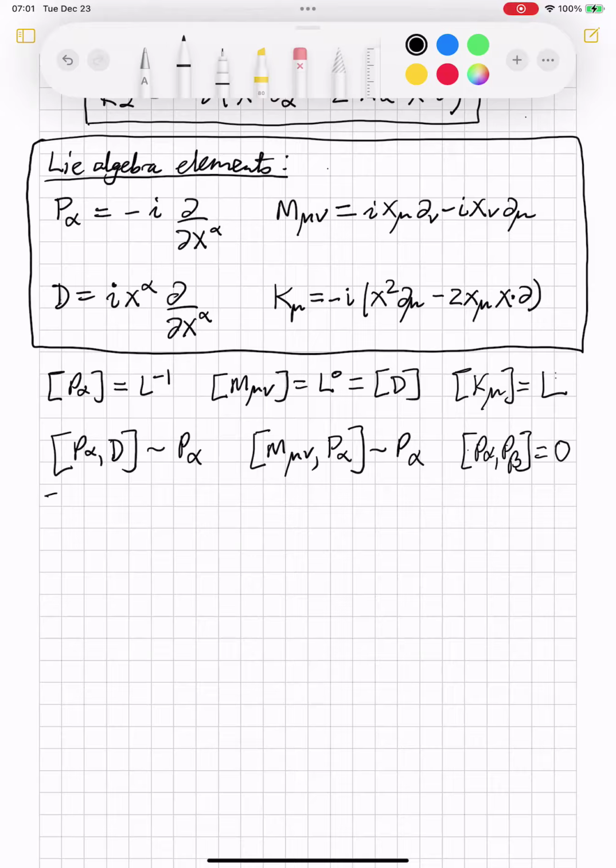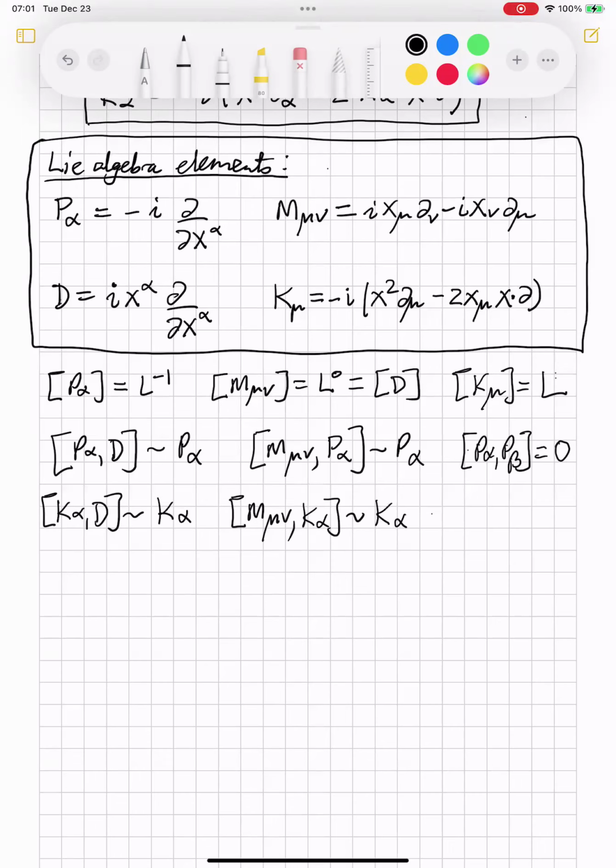Of course, exactly the same arguments go through for the generator of special conformal transformations. So K alpha is an inverse length, D is length to the naught. We must get an inverse length. When we look at M mu nu, it is dimensionless, and K alpha is an inverse length. We must get an inverse length, so we must get something like K alpha.